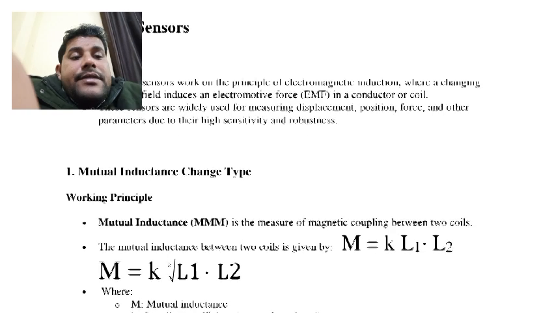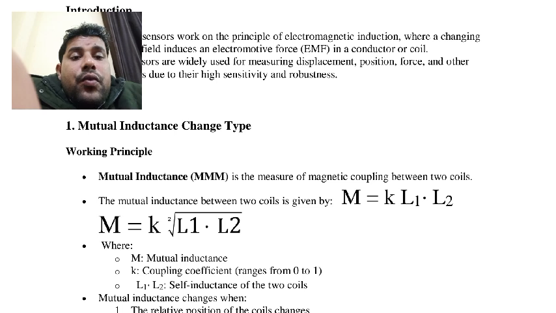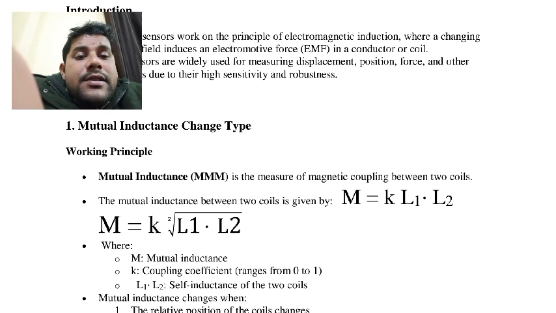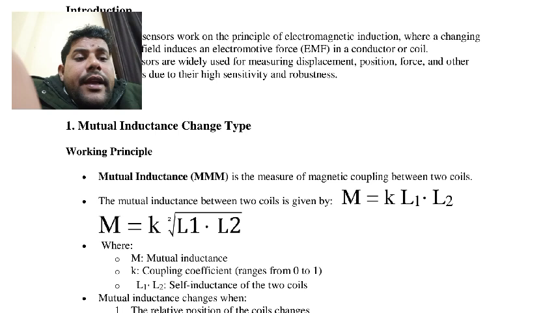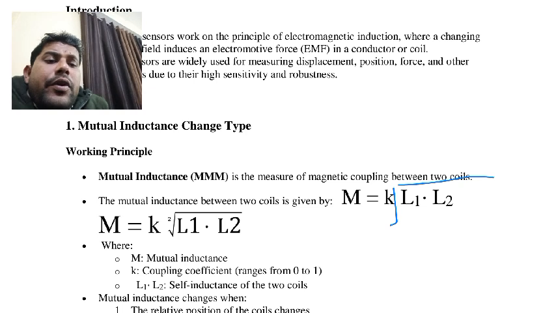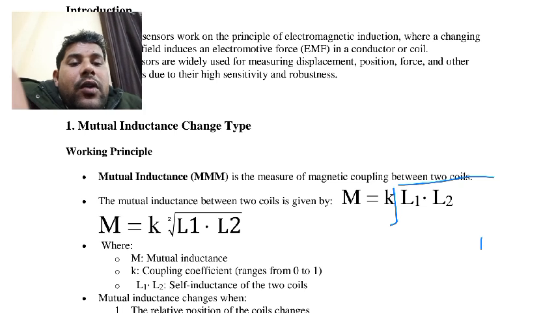Second is the mutual inductance type. Working principle: mutual inductance type measures the magnetic coupling between two coils. Mutual inductance between the two coils is given by M = K √(L1 L2). M is the mutual inductance, K is the coupling coefficient, which varies from 0 to 1, and L1 and L2 are the self inductances of the two coils.